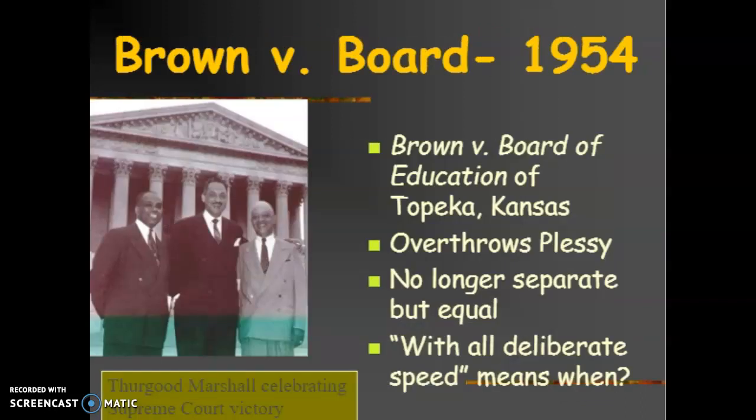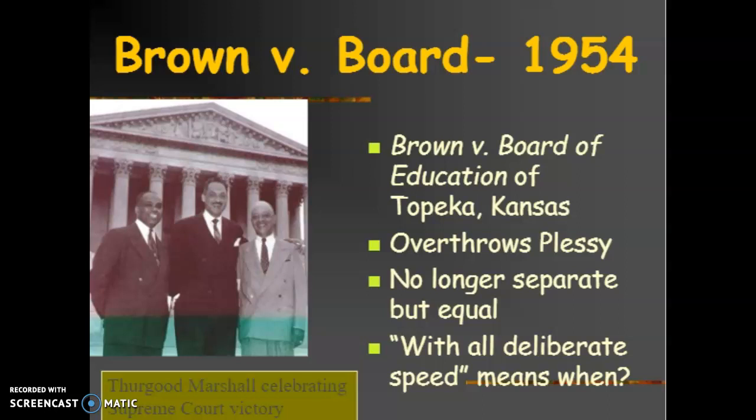So let's move forward a little bit. We're going to jump forward to 1954. This is another Supreme Court case called Brown versus Board of Education, and this was in Topeka, Kansas. Basically, this overthrew that previous Plessy versus Ferguson court case. And so separate but equal was no longer legal. There could no longer be separate but equal.